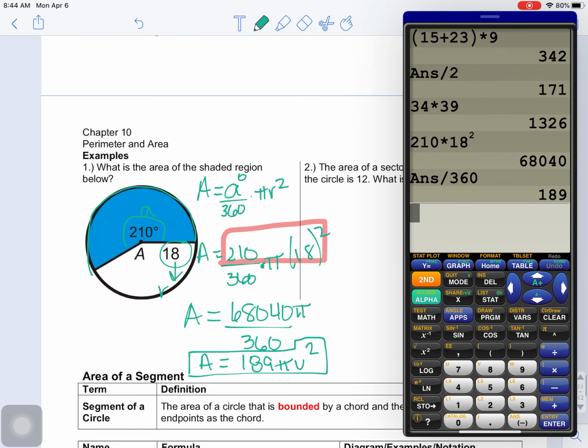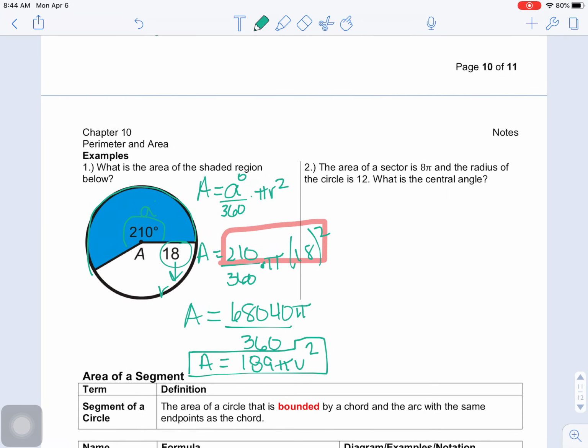All right, moving on to the next example. It says the area of a sector is 8 pi and the radius of the circle is 12. What is the central angle? Again, writing out my formula is super important.